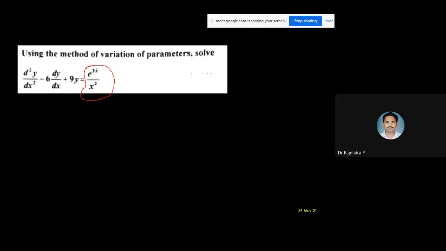If only e power 3x is there, we have a shortcut and can do it quickly. But it is divided by x square, so don't try to apply 3 and substitute in the denominator. Don't do that. Have you understood? That is not valid for this problem, because the function is divided by x square, so it is a different function now. I hope you understood. So this we can write in symbolic form: d square minus 6d plus 9 into y is equal to e power 3x by x square.